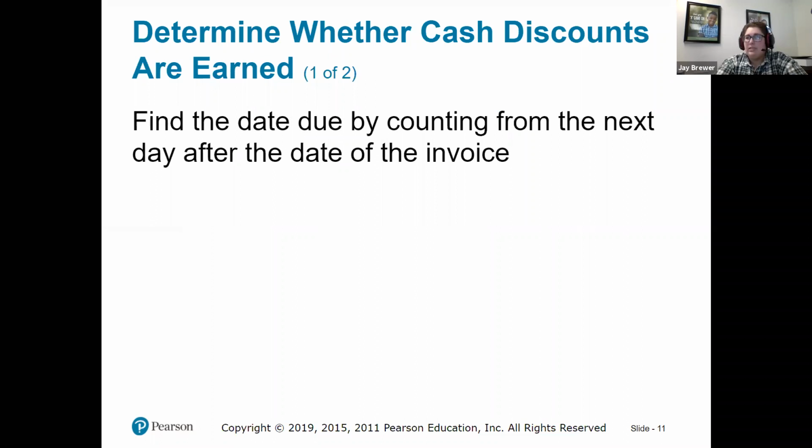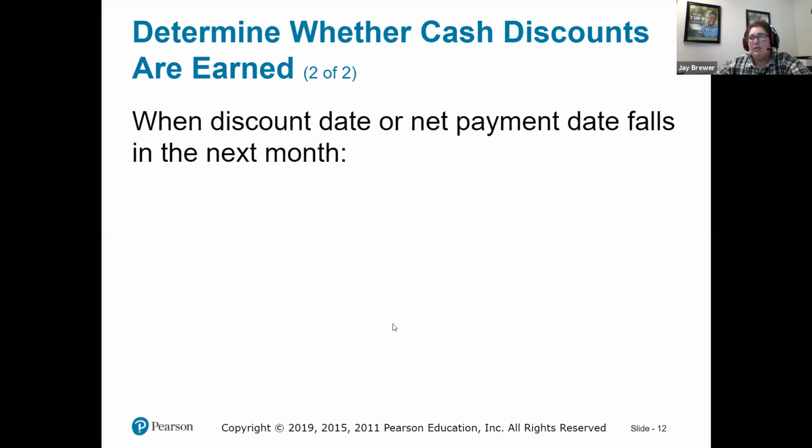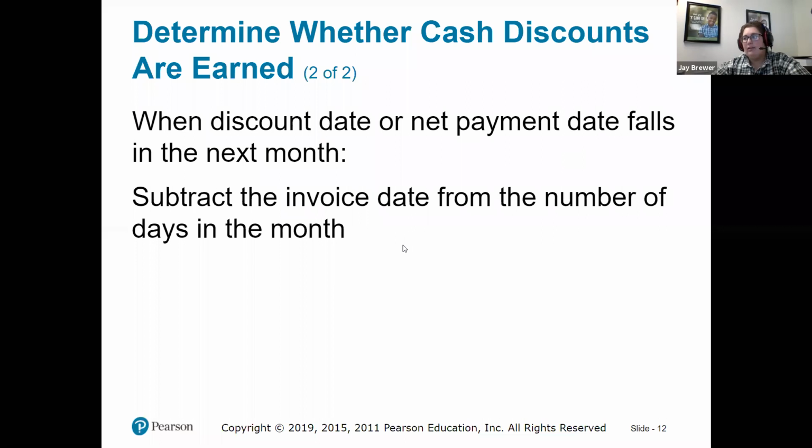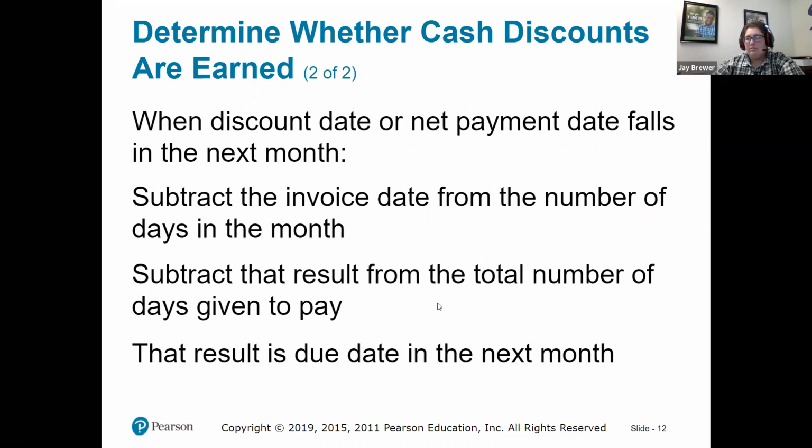Determine whether cash discounts are earned. Find the due date by counting from the next day after the date of the invoice. Add the given number of days to the starting date. When discount date or net payment date falls within the next month, subtract the invoice date from the number of days in the month. Subtract the result from the total number of days given to pay. That result is due in the next month. So you guys can write this down if you want, but I'm pretty sure we're going to go through an example.